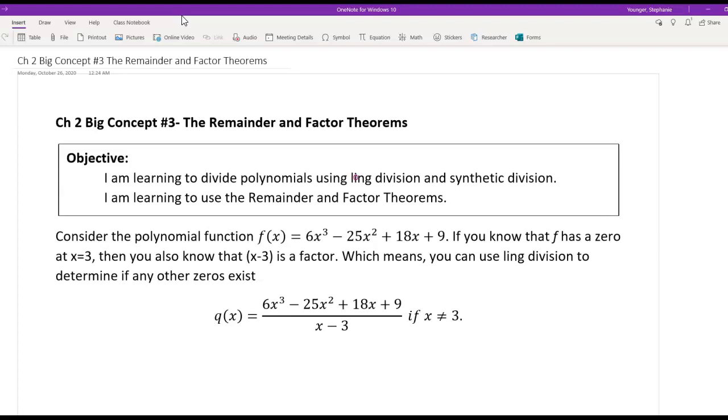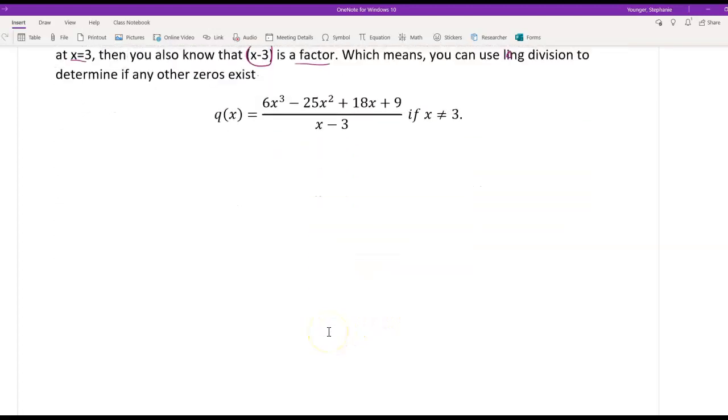So let's consider the polynomial function f of x equals 6x cubed minus 25x squared plus 18x plus 9. If you know that f has a 0 at x equals 3, then you also know that x minus 3 is a factor, which means you can use that long division to determine if any other zeros exist. All right, so we have a numerator of 6x cubed minus 25x squared plus 18x plus 9, and a denominator of x minus 3. So let's go ahead and set that up with our long division.